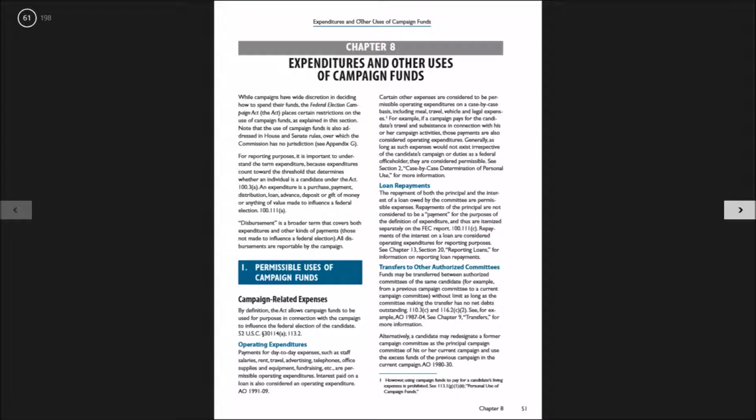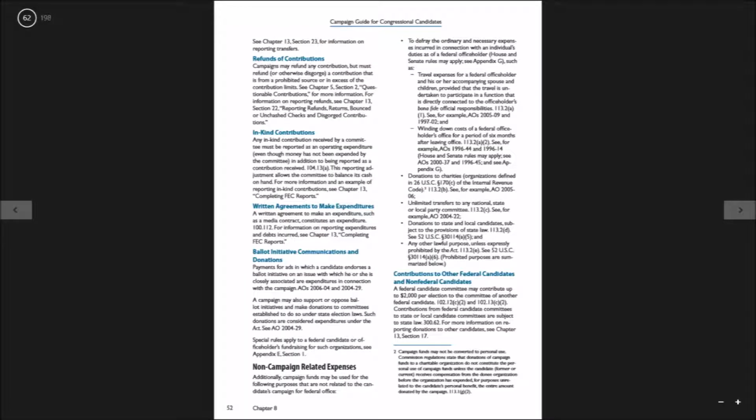Alternatively, a candidate may redesignate a former campaign committee as the principal campaign committee of his or her current campaign, and use the excess funds of the previous campaign in the current campaign. Footnote: however, using campaign funds to pay for a candidate's living expenses is prohibited. See Personal Use of Campaign Funds. See Chapter 13, Section 23 for information on reporting transfers.